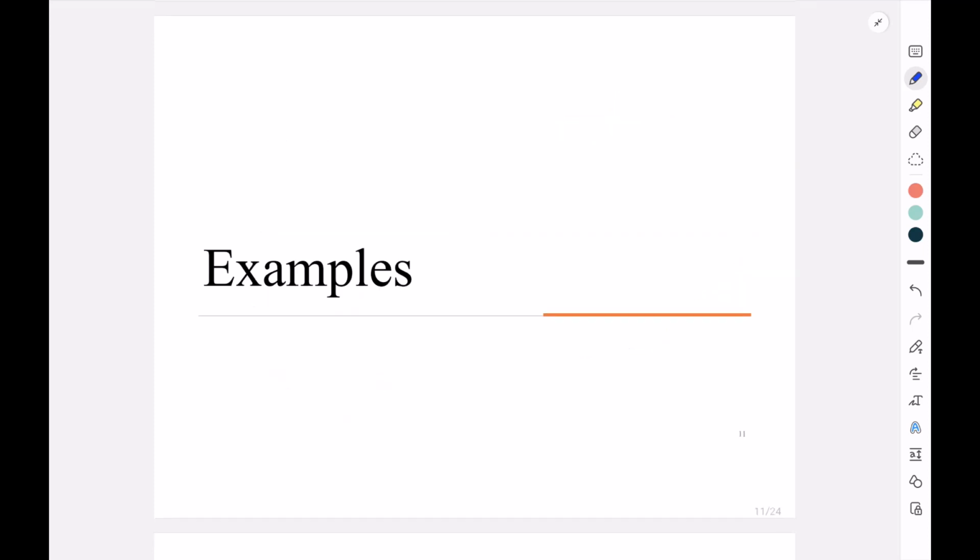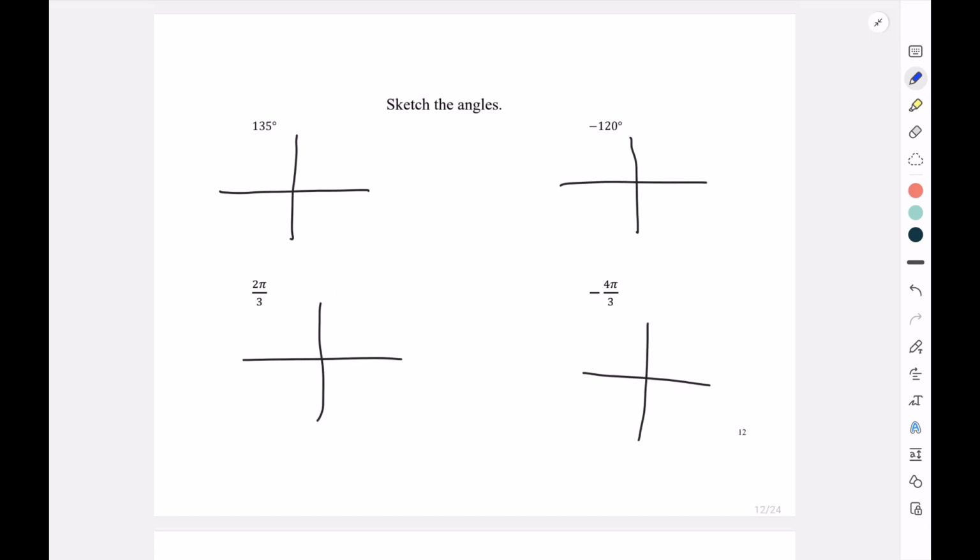So let's look at some examples, and we'll go over some topics that we recently looked at. You're more than welcome to pause and try them by yourself or work through the problems with me. So first we want to look at sketching the angles that we're given.